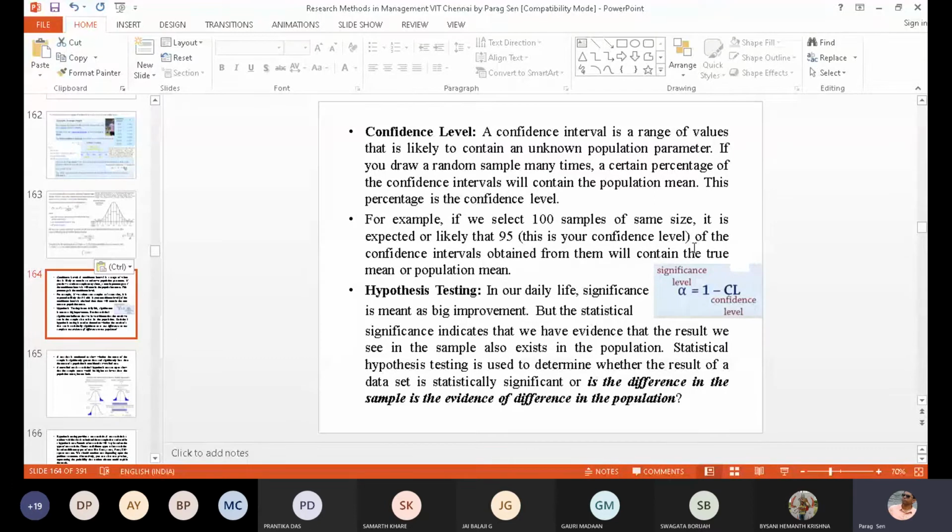And how can you calculate the significance level? The significance level alpha is given by 1 minus the confidence level. In many cases, you will see that the alpha value is considered as 0.05, because when you consider the confidence level as 95%, or 0.95, automatically the significance level becomes 0.05.